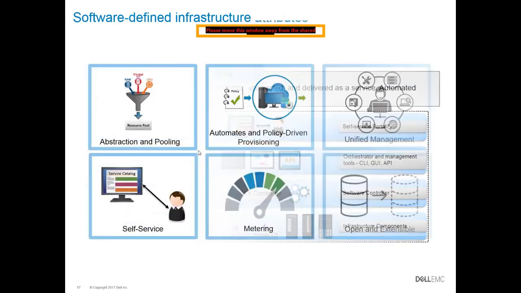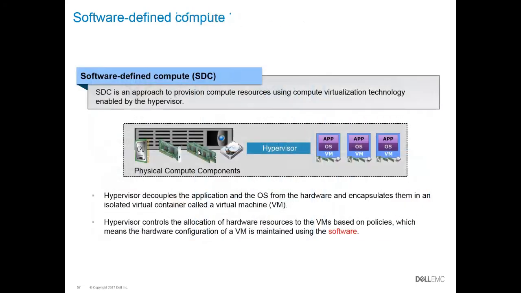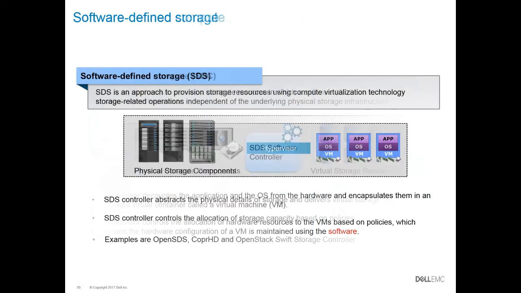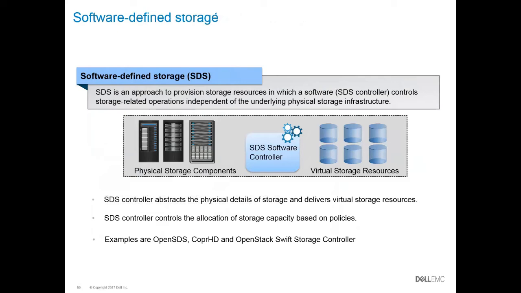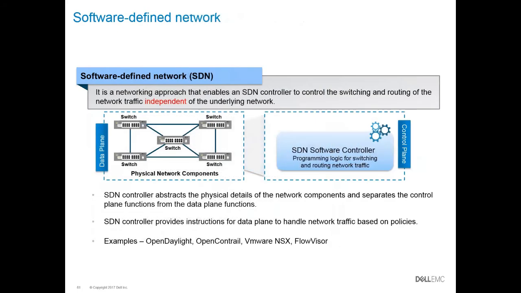Again, here we will have all three of them: software defined compute, software defined storage, and software defined network. SDNs are very popular nowadays in dealing with network traffic, network routing and switching. So they are very much flexible as compared to the physical network.